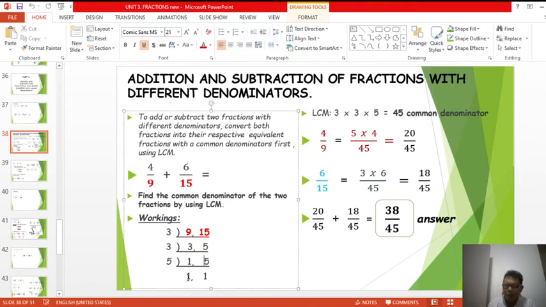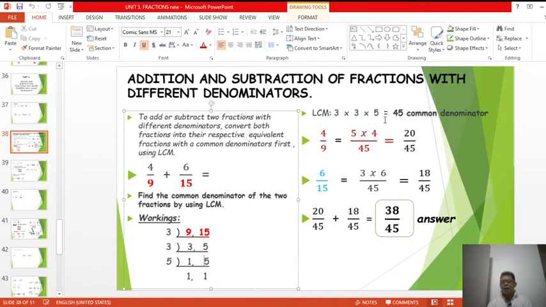I already have 1 here, so bring down 1 again, because that's already finished. Continue with this: 5 divided by 5. I'm using 5 because that's the only prime number that I can divide 5 with. So 5 divided by 5 is 1. That's it, I already have my factors for the LCM. What are they? 3, 3, and 5. So get the product of these factors. 3 times 3 is 9, times 5 is 45.